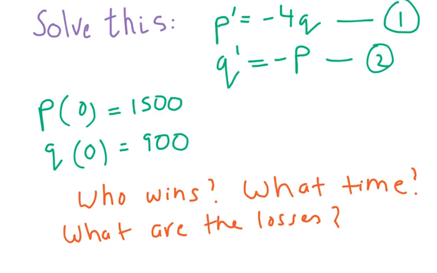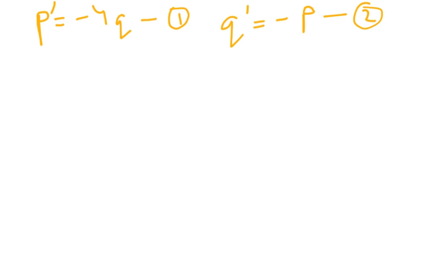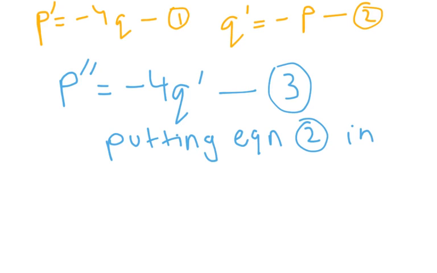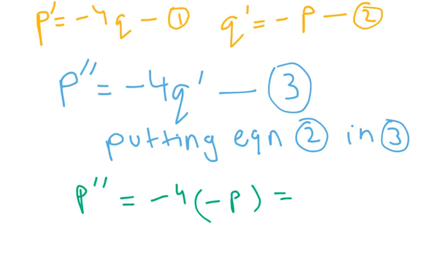So let's see. Let's look at the first equation first. If we differentiate the first equation, we get P double dash is equal to minus 4 Q dash, which will be equation 3. Now putting equation 2 in 3, we get P double dash is equal to minus 4 into minus P, which is equal to 4P.